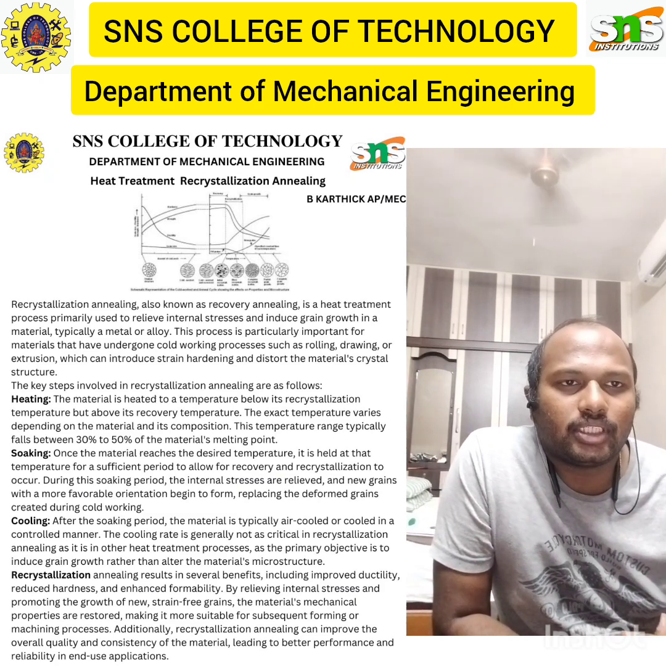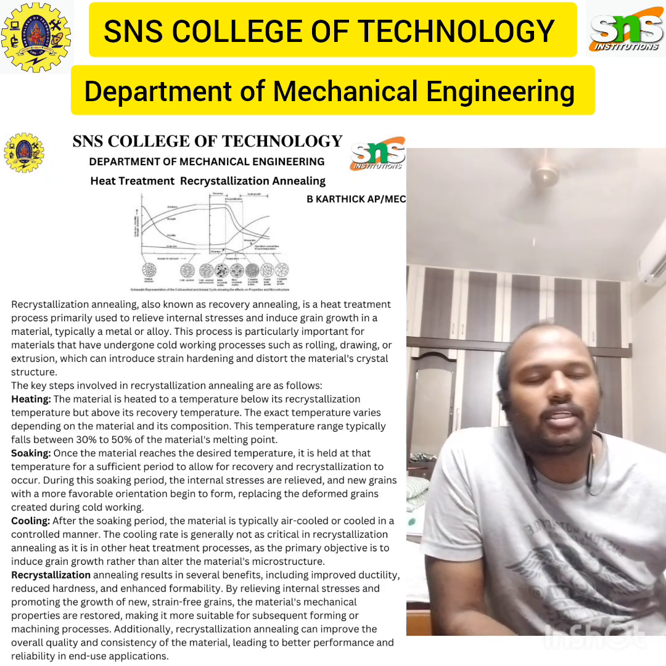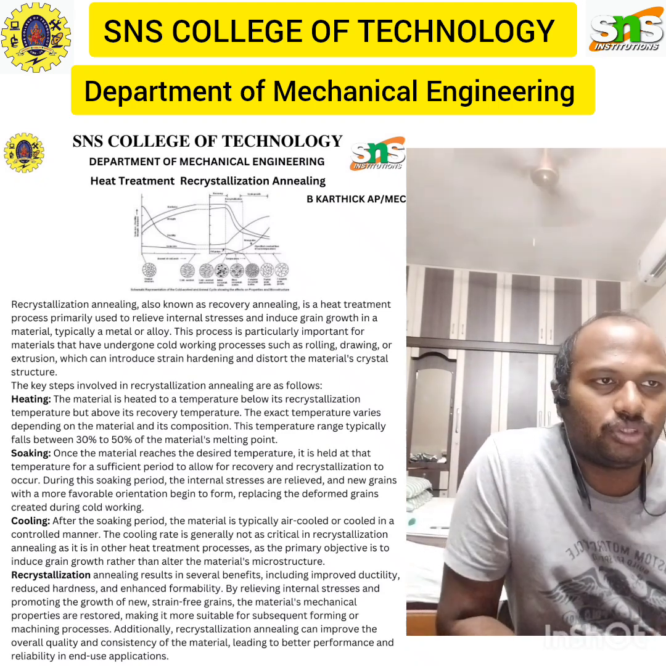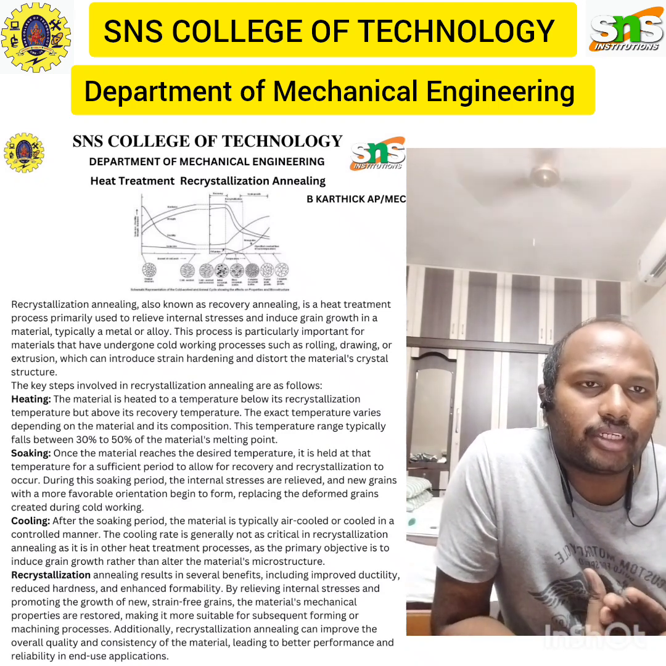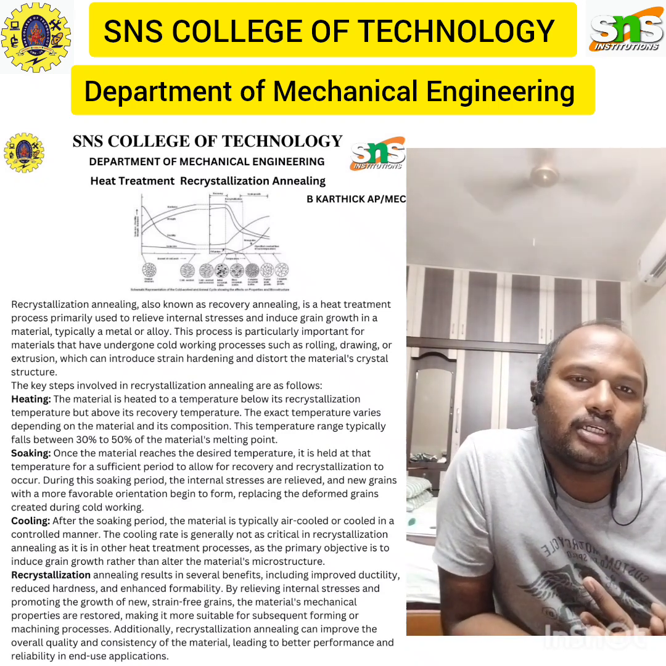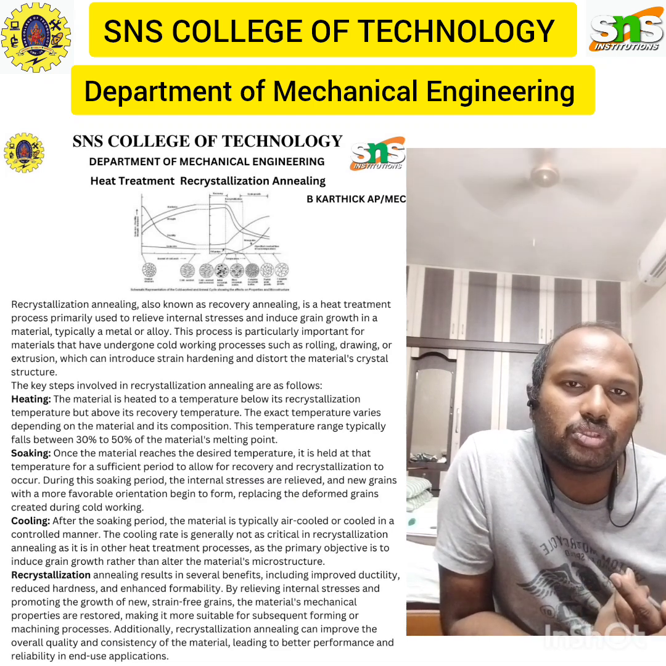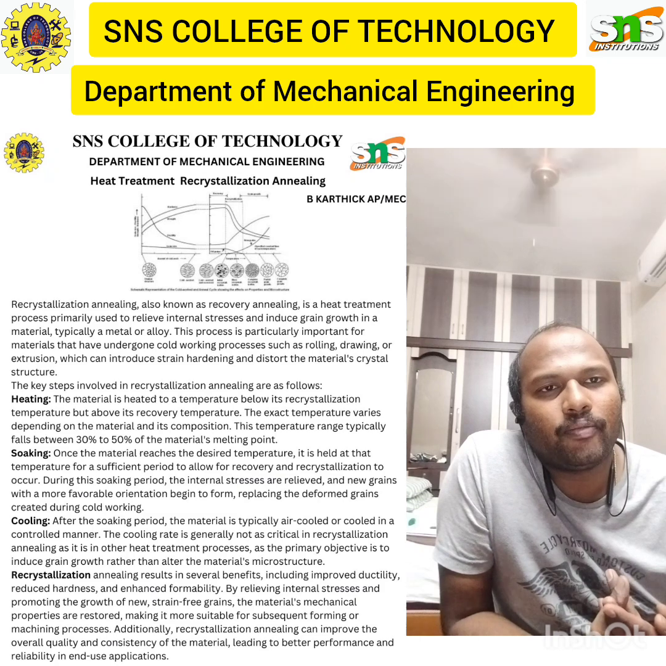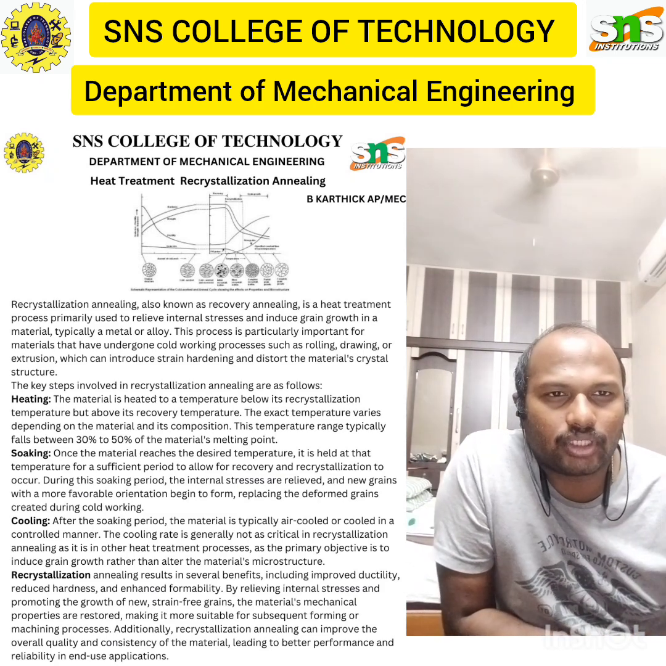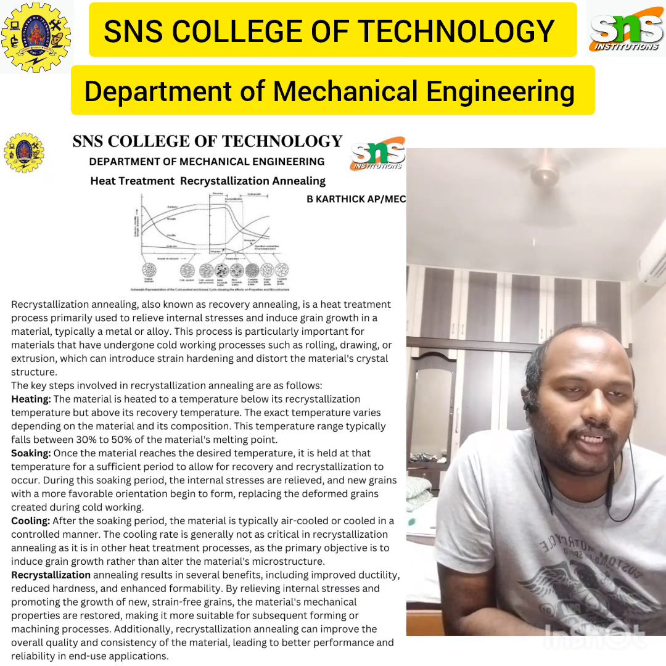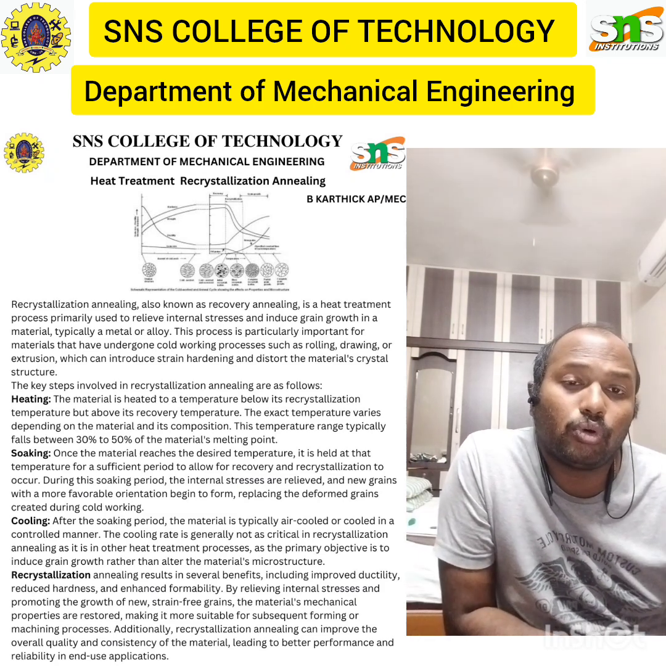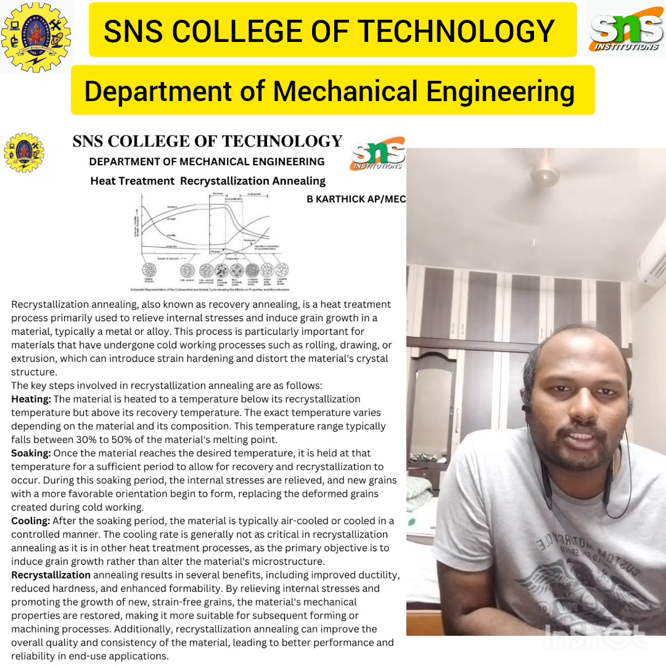So the eutectoid temperature is the temperature at which the steel transforms into a constituent phase. For hypoeutectoid steel, which has less than 0.77% of carbon, the temperature is typically between 650 degrees Celsius to 700 degrees Celsius, and taking Fahrenheit into consideration, it is 1200 to 1300 degrees Fahrenheit. For hypereutectoid steel, which has more than 0.77% of carbon, the temperature is slightly higher.